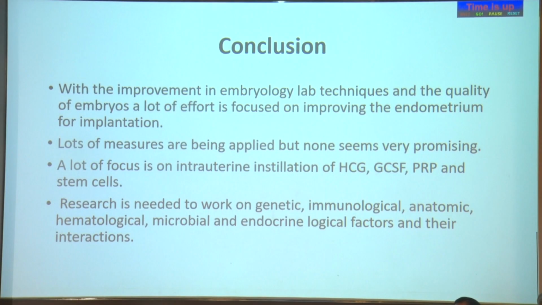So my conclusion is that with the improvement in embryology lab techniques and quality of embryos, a lot of effort is focused on improving the endometrium for implantation. Measures are being applied, but none seems to be very promising. Focus is on intrauterine instillation of hCG, G-CSF, PRP, and stem cells. Research is needed to work on genetic, immunological, anatomic, hematological, microbial, and endocrinological factors and their interactions.